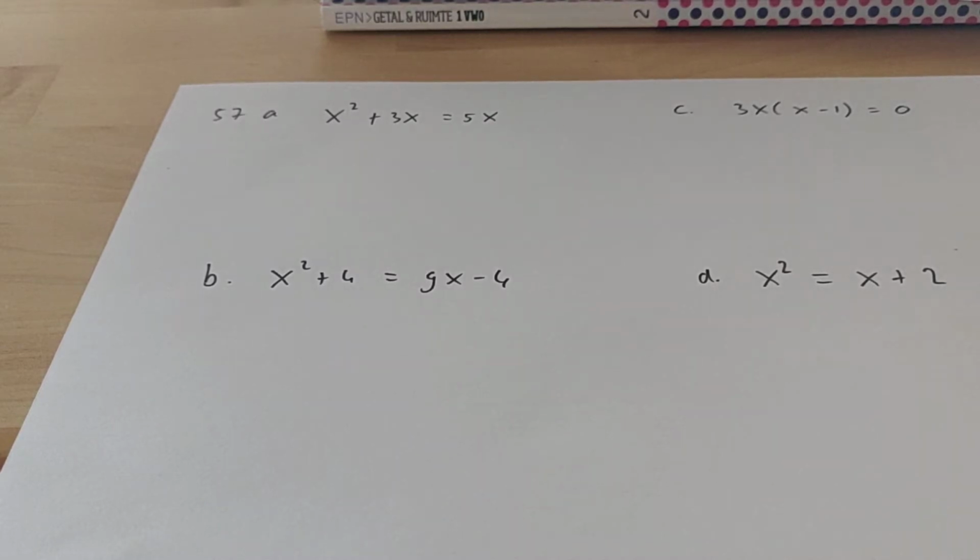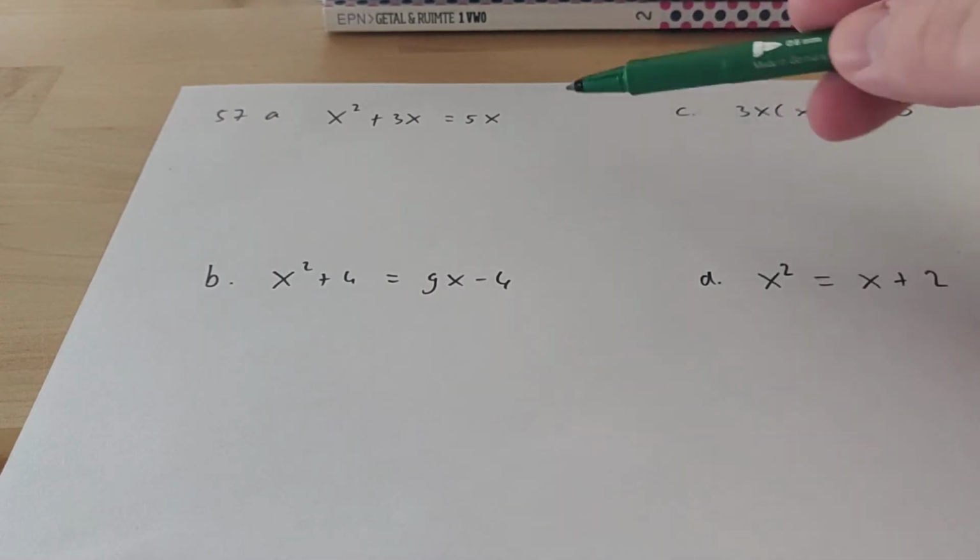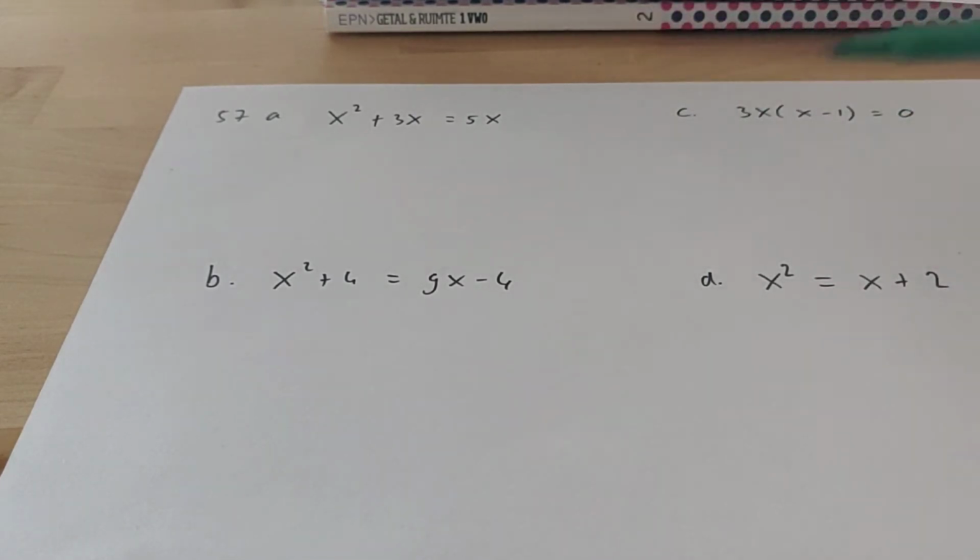Okay, here's a video for 2HT and 2VT about exercise 57. You need to solve these equations. Now I'm going to do these four.